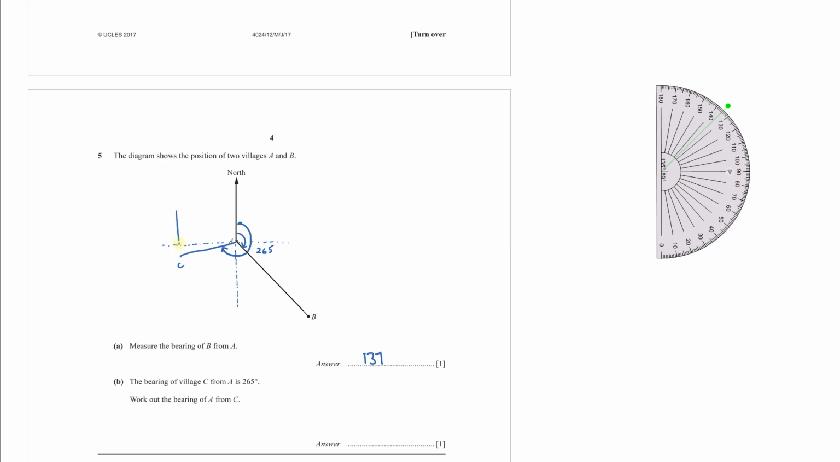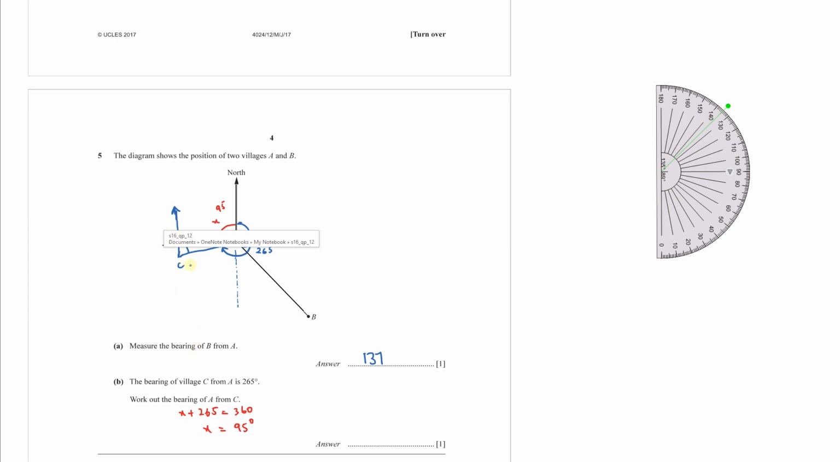So if this is the north line for C, we have to work out the bearing of A from C. So the bearing of A from C is this angle, right? I know that this angle is 265. So let me mark this angle here in red. My angle in red would be, let's call it x. So my angle x plus 265 equals 360. So x would be 360 minus 265, which is 95 degrees. So this is 95.